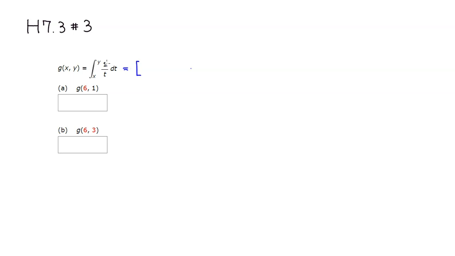The antiderivative of 1 over t would be the natural log of the absolute value of t. Then you're going from x to y. So we have the natural log of plugging in the top number, natural log of absolute value of y minus natural log of absolute value of x. If you want, since it's subtraction, you can combine it as the natural log of the absolute value of y over x. All right, so we have that.